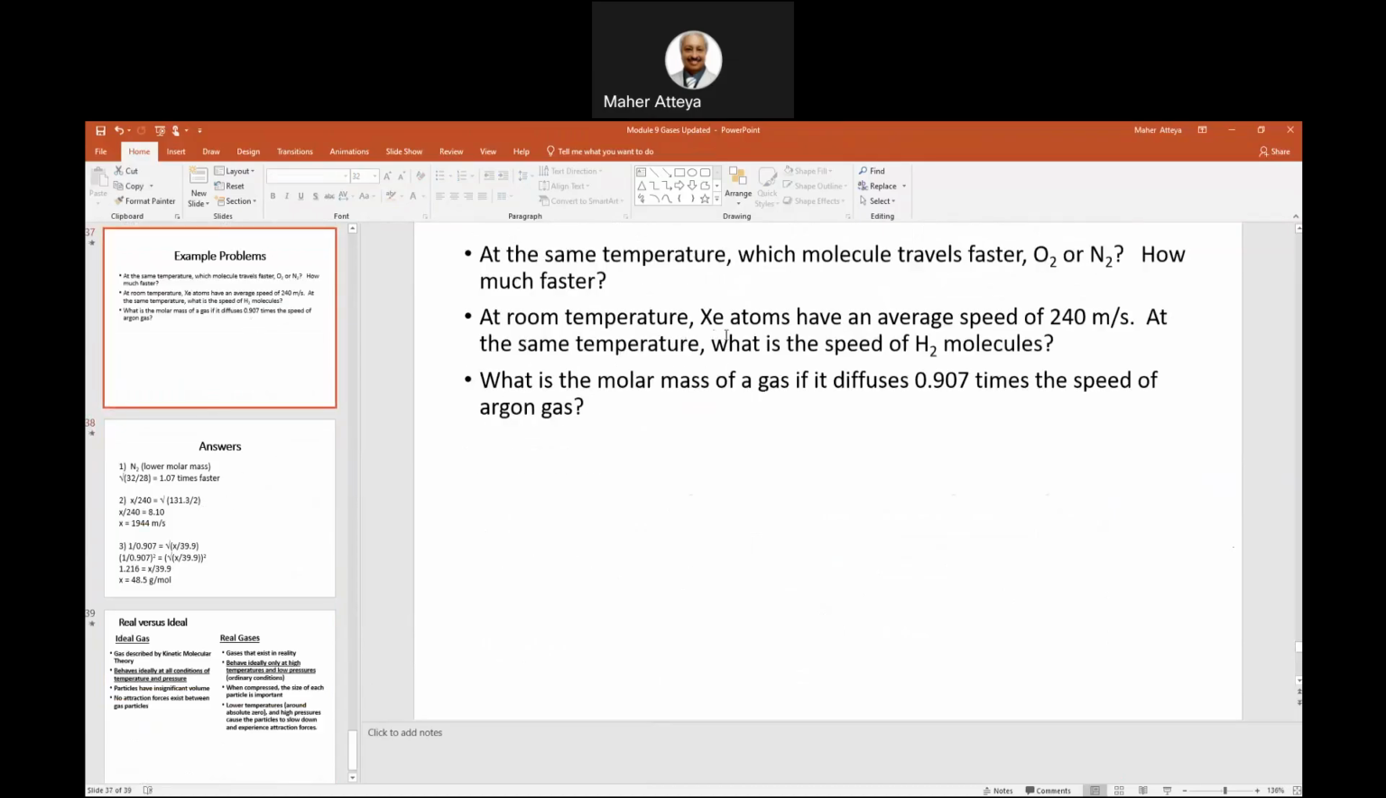At room temperature, xenon atoms have an average speed of this. At the same temperature, what is the speed of hydrogen molecules? Well, you know which one will be faster, the xenon or the hydrogen? But the xenon atomic, how much is it, guys? How much is the xenon atomic mass? Come on, guys, can you read it? Xenon, Xe, is there. So how much?